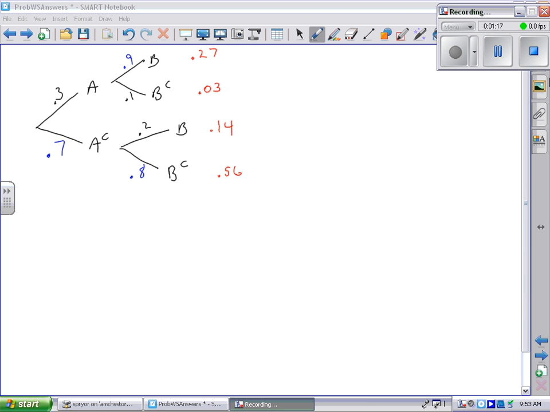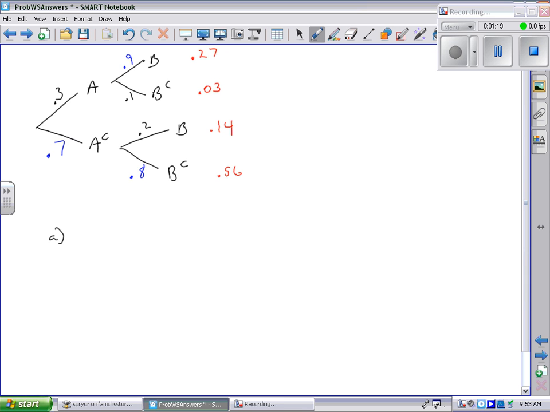And now the two questions are these. What's the probability of A given B? And what's the probability of A given not B?